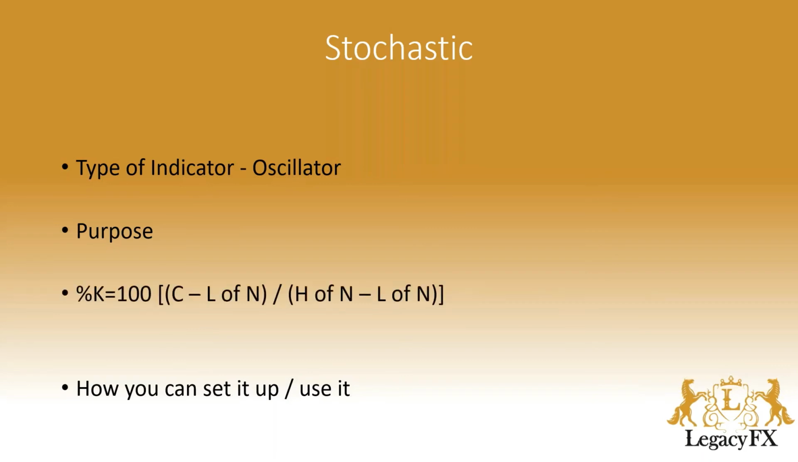So what does that show? Well, this is how it works. The percentage of K is 100 times the close minus the low of N, divided by the high of N minus the low of N. Not loss, low, high and low. N is the range. Now, by default, the range is 14. That means 14 minutes, 14 15-minute periods, 14 hours, 14 days, 14 weeks, or 14 months.